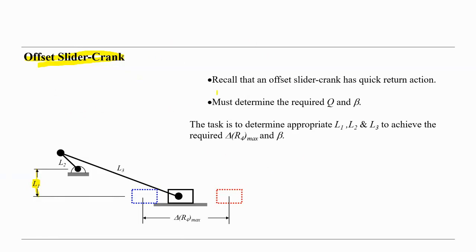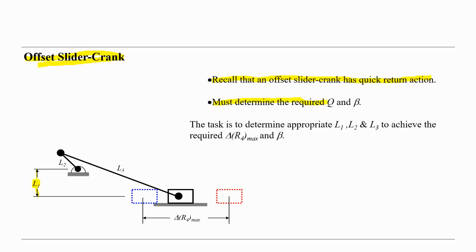So recall that an offset slider crank has quick return action. We know that from experiment and from experience and so on. Because we use more angle for the advance stroke, rotational angle from the input side, and we use less angle for the return stroke. And that's the reason it comes very quickly back, and it goes slowly forwards.